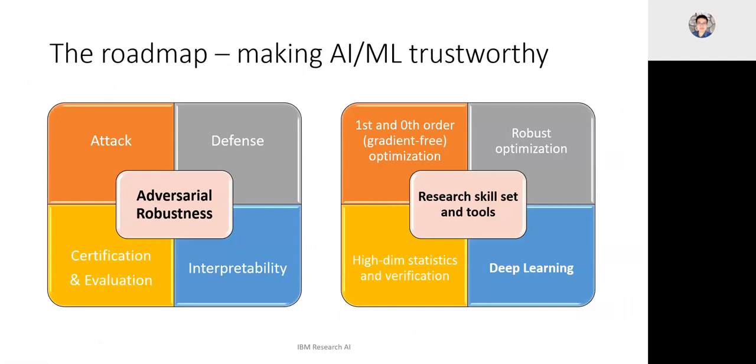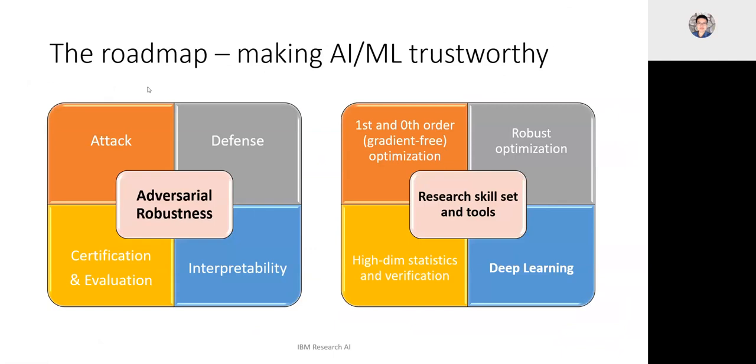And there's always the interpretability angle of adversarial examples, because eventually, the existence of adversarial examples can be explained by the lack of interpretability of our AI systems. For example, my colleague Sijia Liu is an expert in this field. There are a lot of research skill sets and tools that can be used to study adversarial robustness, including optimization techniques, robust optimization, high dimensional statistics, and of course, deep learning.